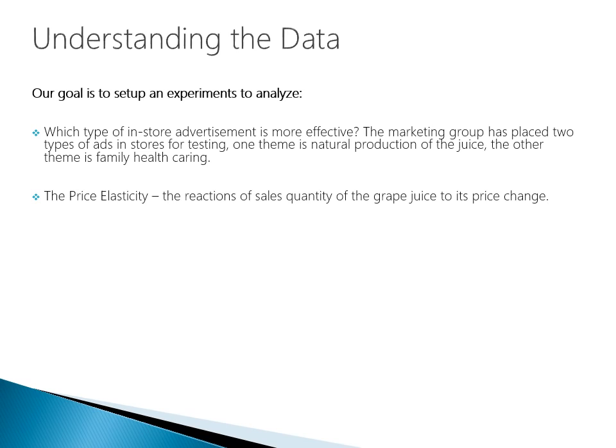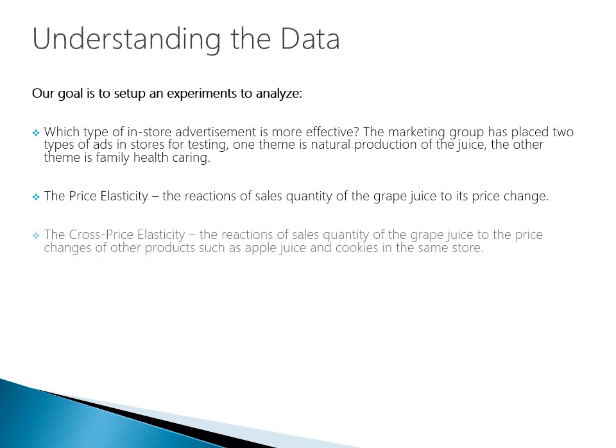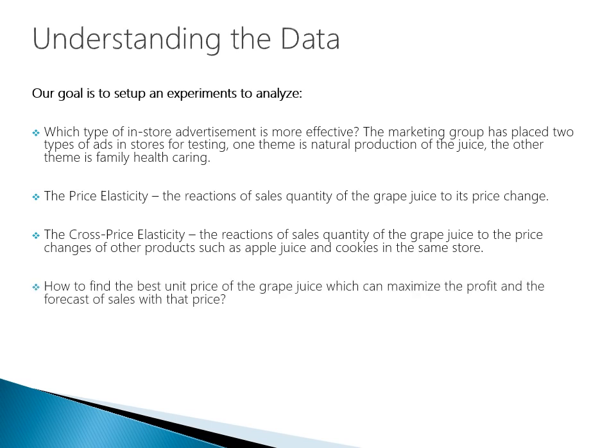We want to develop an experiment to understand price elasticity, reactions of the sales quantity of the grape juice to its price change. We want to understand the cross-price elasticity, reactions of sales quantity of the grape juice to the price changes of other products such as apple juice and cookies in the same store. And we also want to find what the best unit price of the grape juice is, where we can maximize the profit and forecast the sales with that price. So we want to try to optimize our pricing, based off of a series of constraints.